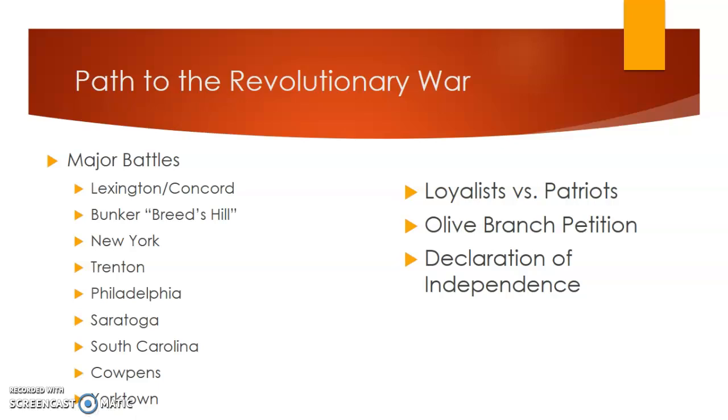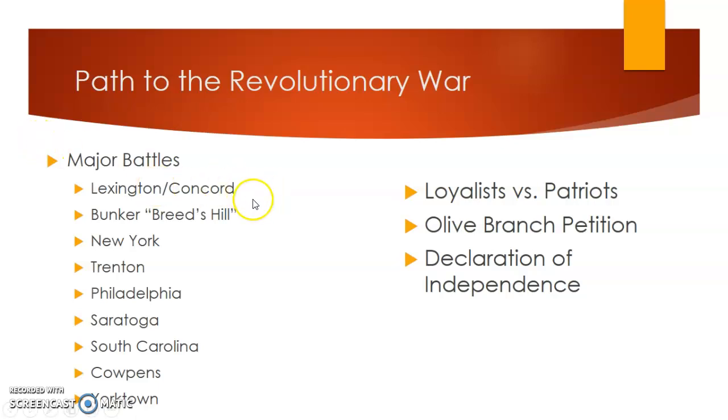creating unity. Now, on the path to the Revolutionary War, at no point do you have a majority of colonists being patriots, supporting this idea of independence. You still have a sizable number of loyalists. And even after the Battle of Bunker Hill or Breed's Hill, you have an attempt to broker peace. Of course, the king is going to laugh at the colonists in that respect. But nevertheless, at no point are the colonists 100% unified.